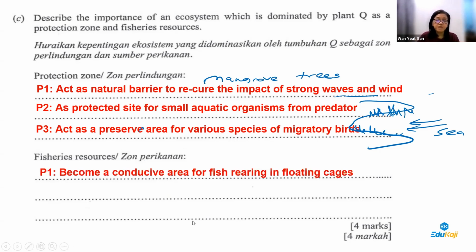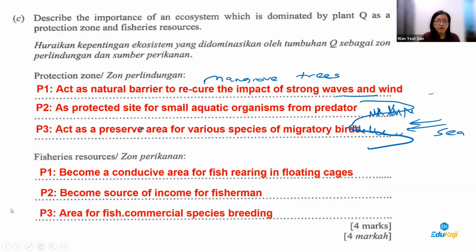For fishery resources, mangrove swamp is a very rich habitat for many types of fish, right? So it's a conducive area for fish rearing in floating cages. So this becomes a source of income for fishermen. Fishermen normally will rear fish in floating cages at the mangrove swamp. And it's a suitable area for commercial species, various kinds of fish breeding. So that is the importance of the mangrove swamp ecosystem.